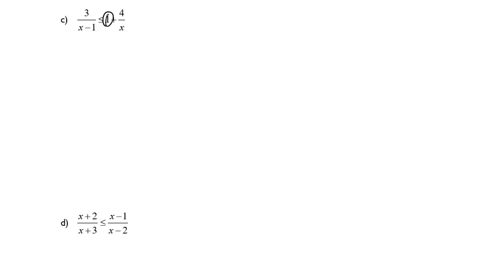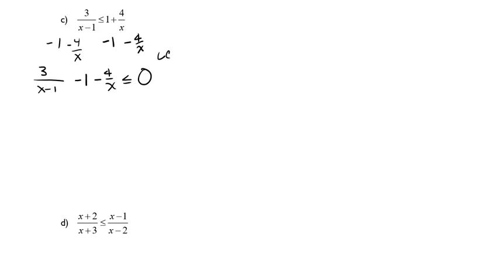So we're going to have to do a little more to get it equal to 0 or have 0 on one side of the inequality. First, I'm going to subtract 1 and subtract 4 over x from both sides. When I do that, I have 3 over x minus 1 minus 4 over x.